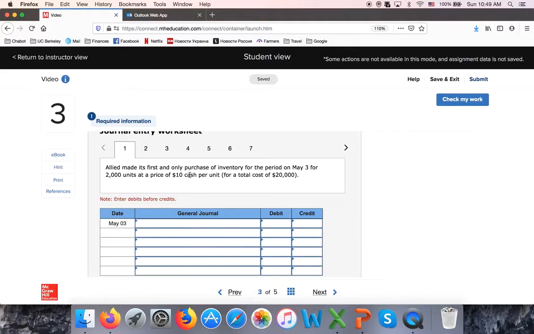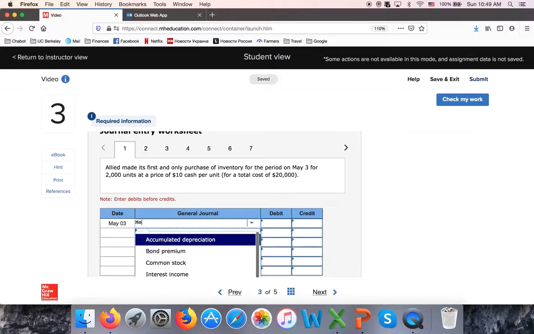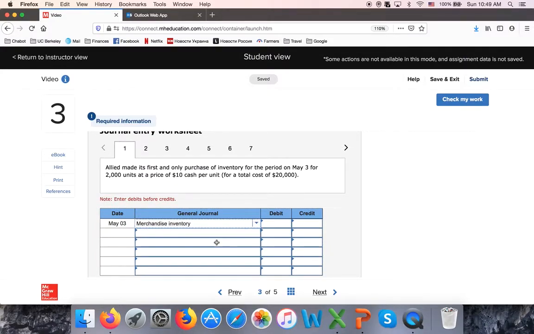By the way, when we purchase this, that becomes cost. So this is from the first part of the video. I am buying merchandise inventory for $20,000. And again, they didn't have to tell us $20,000. You just take 2,000 units and multiply by $10. And we bought it for cash, right? So we paid cash, $20,000. So this is the first transaction.